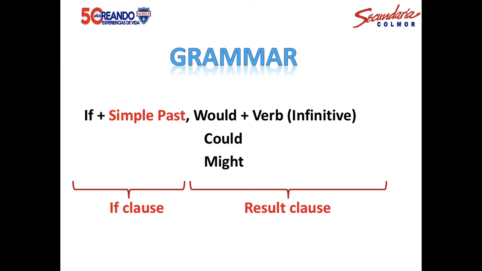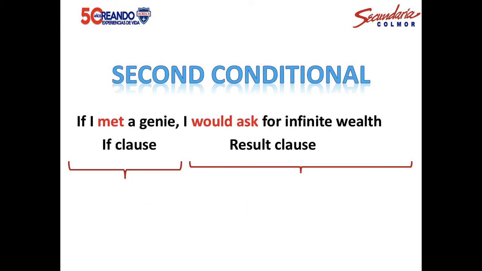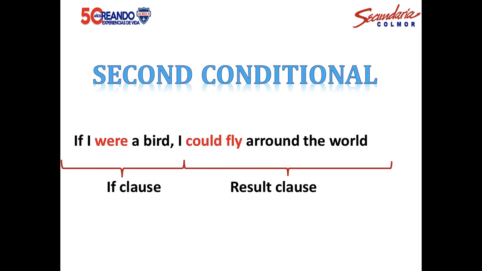Okay, good. Now for the second conditional, we have here one example. If I met a genie, that is the if clause, I would ask for infinite wealth. So we have the result clause and we have the if clause. Can you see? Perfect. Yes, we have "met," because we are talking about the past. We are using "would" to ask for infinite wealth.